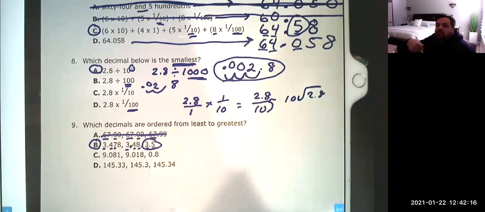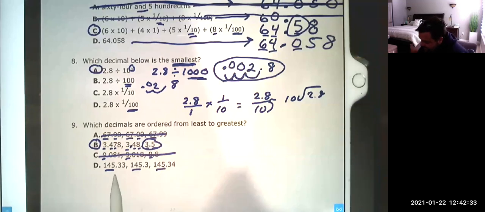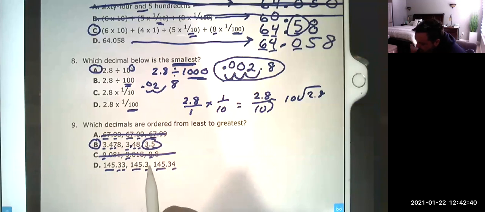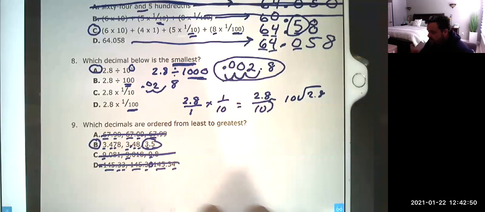Now, prove the other ones wrong. Don't just stop, because maybe I messed up. Maybe I made a mistake. This goes from 9 whole number to 0. So that is not least to greatest, right? This goes 145, 145, 145. So we're good so far. Now let's go to the tenths. 3, 3, 3. We're good. Now let's go to the hundredths. 3. Remember, just because it's not there, this is actually a 0. That's where they're trying to trick you, right? So a 3 to a 0 to a 4 is not least to greatest. So B would definitely be your answer.